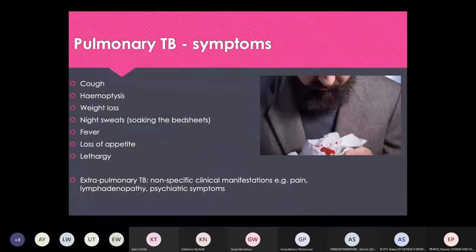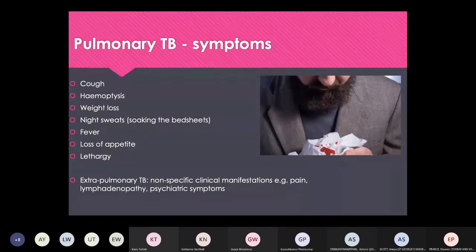So the symptoms of TB: cough is the main one, hemoptysis. People also describe weight loss and night sweats. And when you ask patients about sweating at night, be quite specific and ask if it's not just a little bit sweaty, it's so sweaty that their bed sheets are soaked and their clothes are soaked. People can get fevers and just generally feel unwell, so loss of appetite, feeling tired.